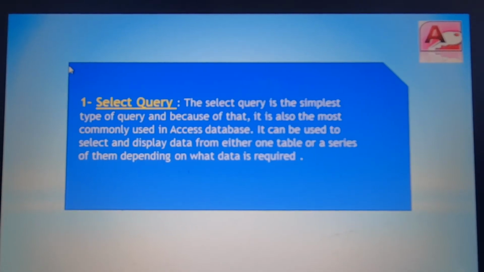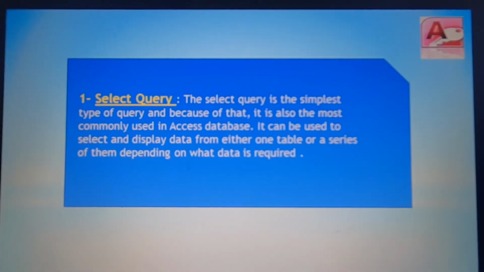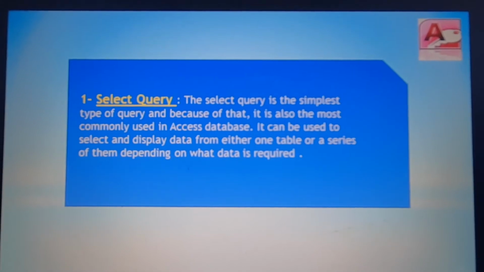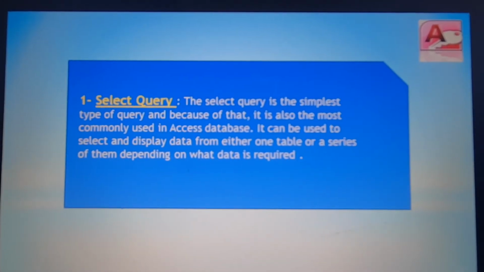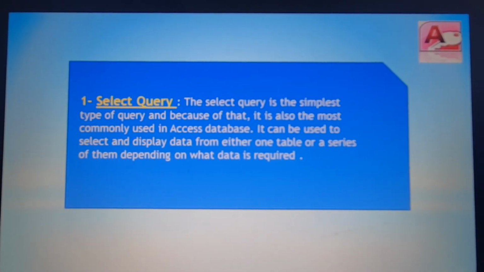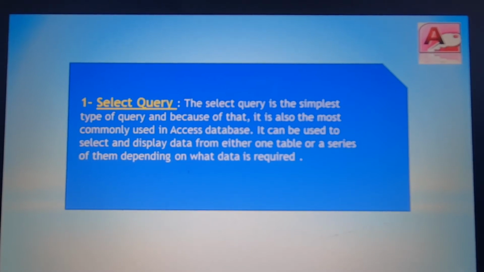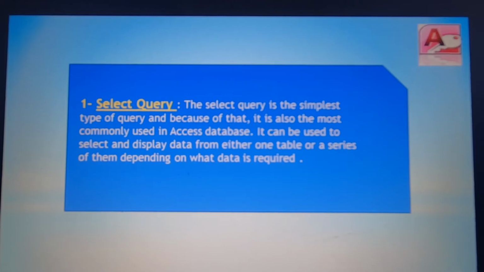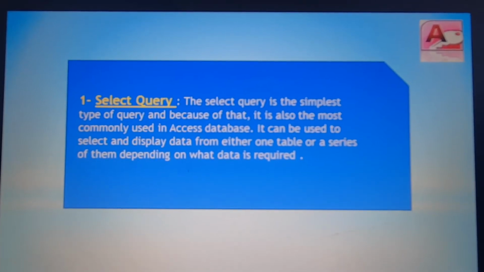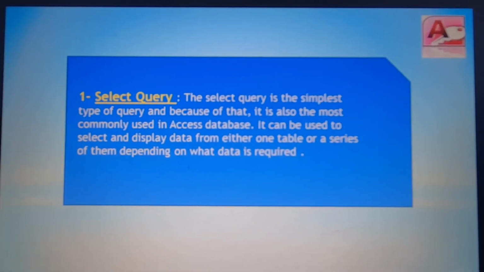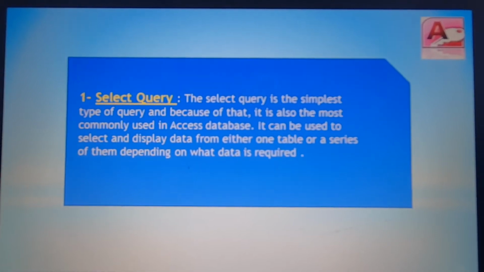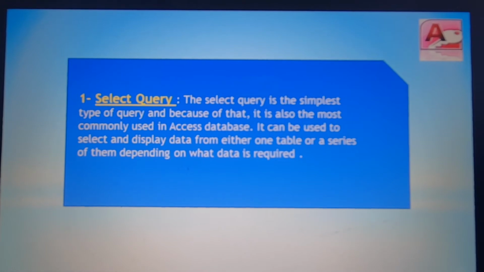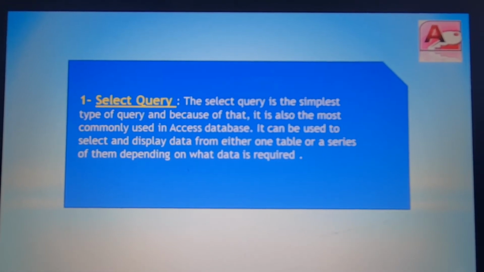Okay students, let's start from the first one, that is select query. The select query is the simplest type of query, and because of that it is also the most commonly used in Access database. It can be used to select and display data from either one table or a series of them depending on what data is required. It selects the data from one or more tables and displays the data in the order in which the user wants to display it.